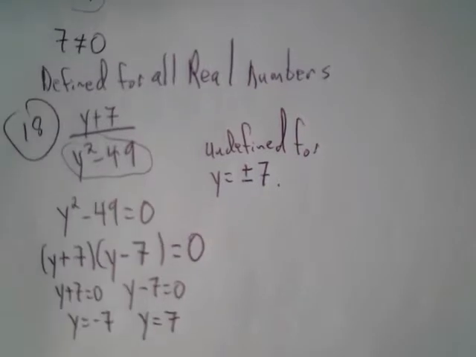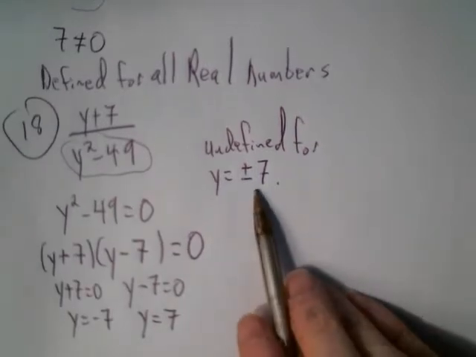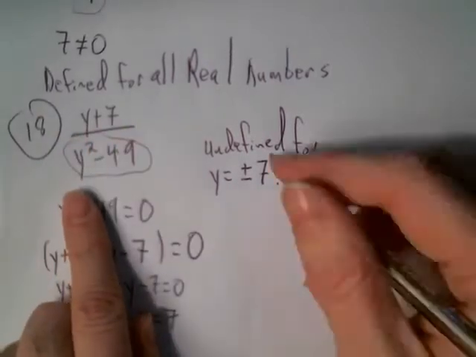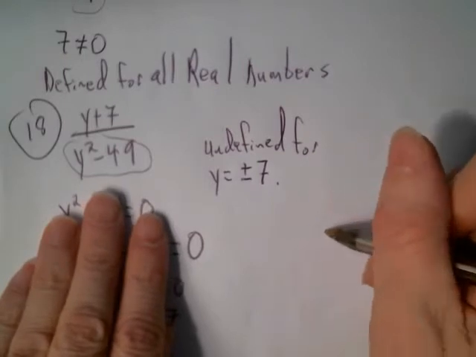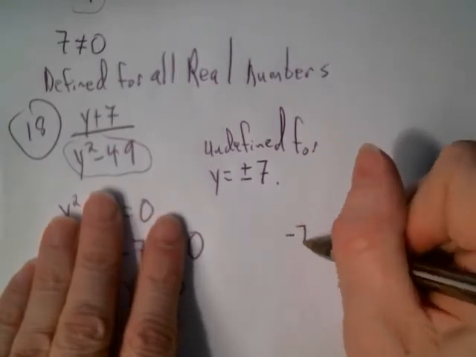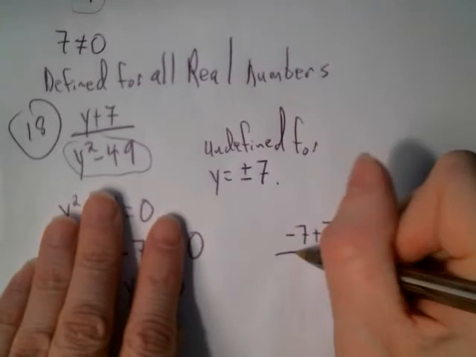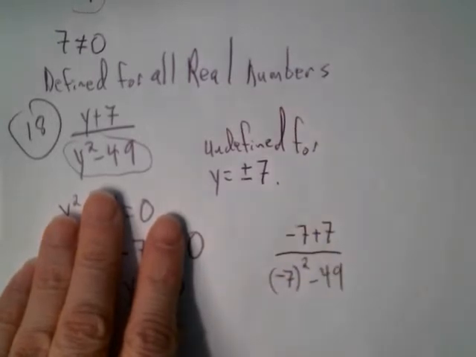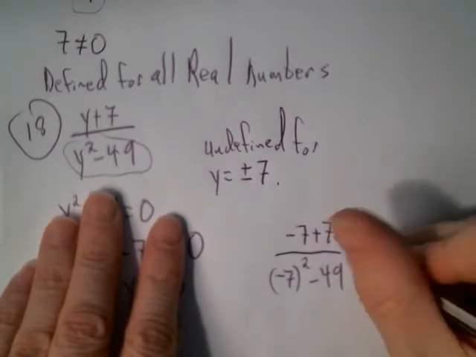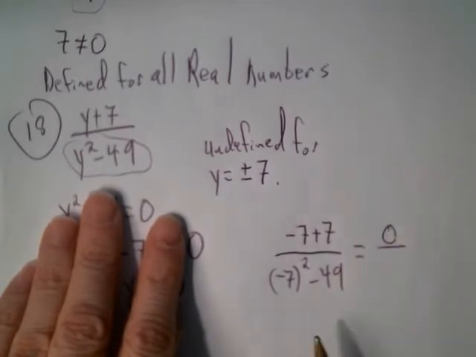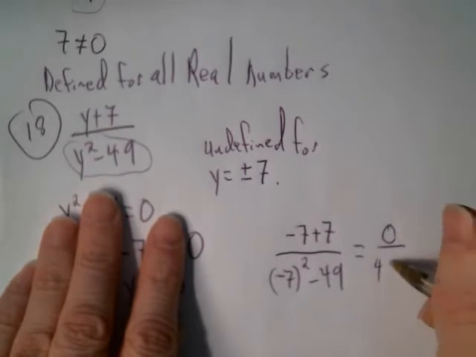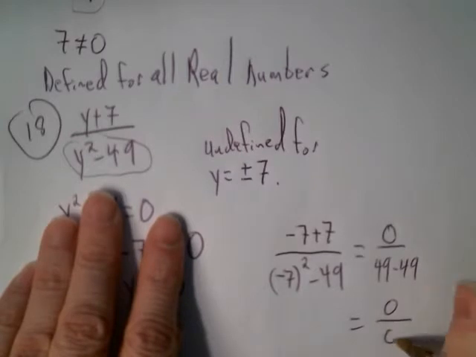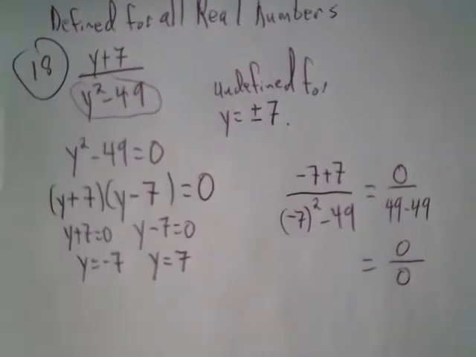One thing to note here is that when it is equal to -7 and you plop it into this expression, what would happen? Well, we can take a look. If I put -7 in for y, I would have this expression. Okay. -7 plus 7 is 0, and then -7 squared is 49, minus 49. And I have 0 over 0. Wow, that's a real mess.